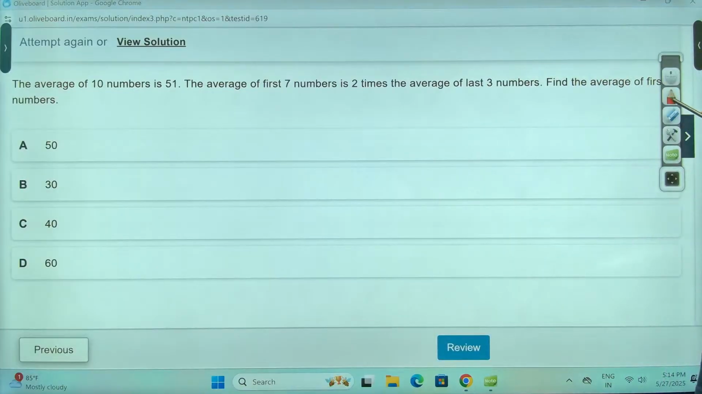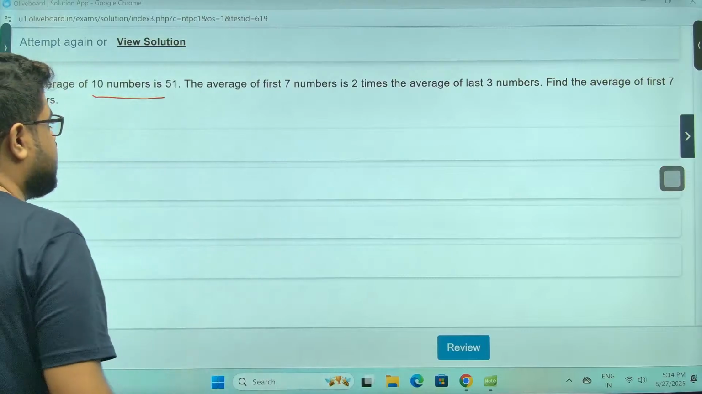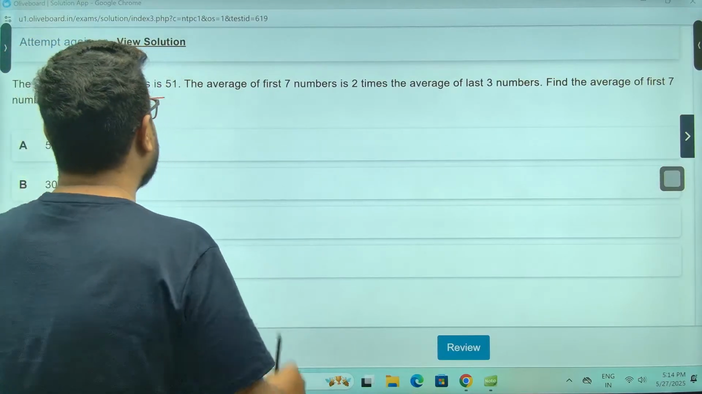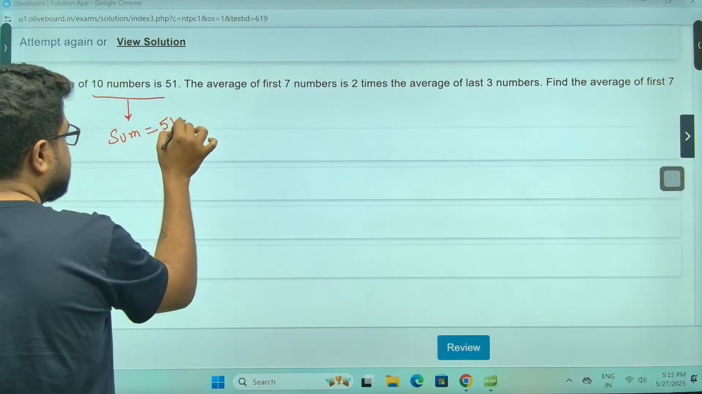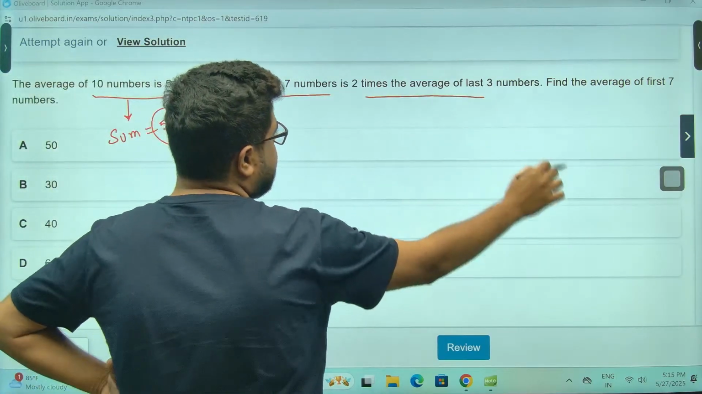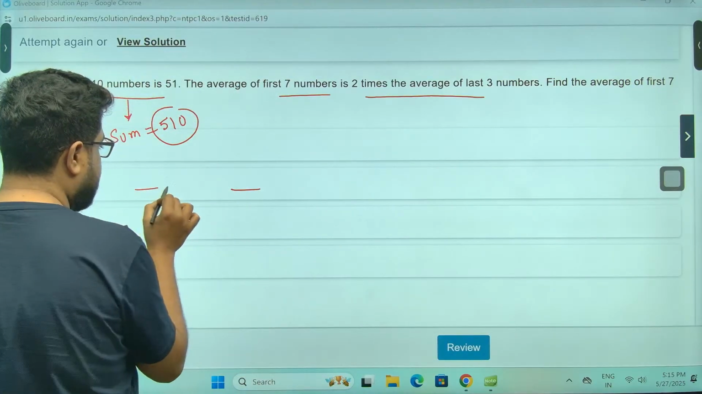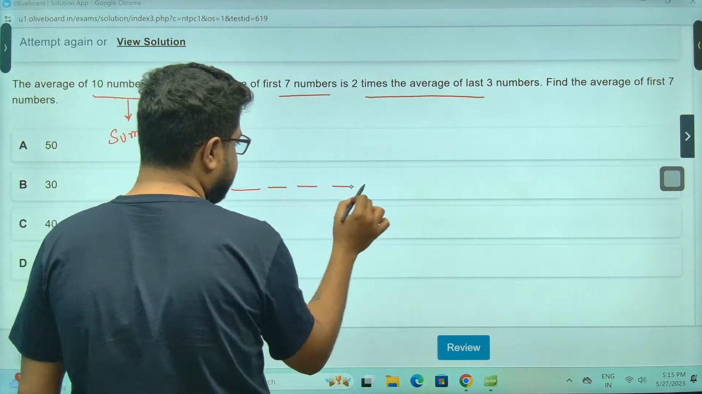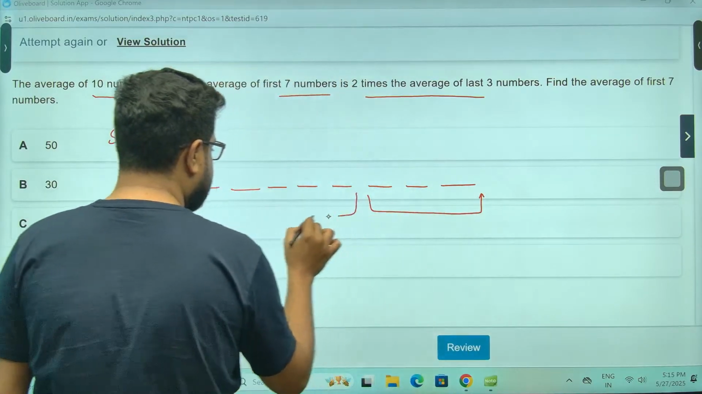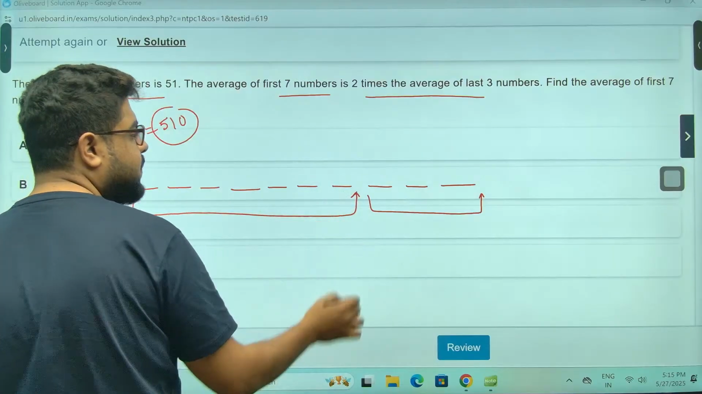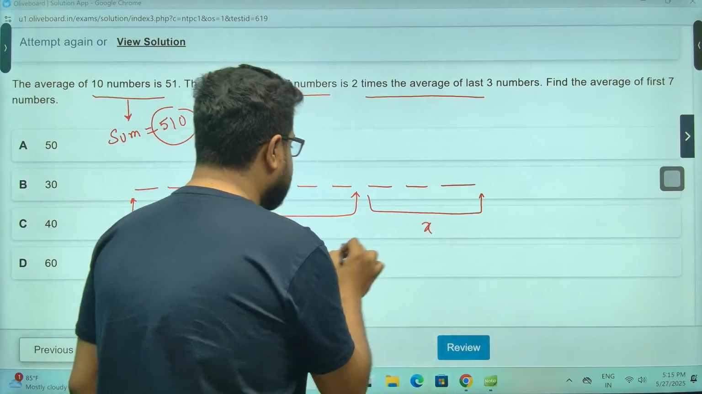Average of 10 numbers is 51, so total is 510. Sum. First 7 numbers, sir, let's take this. 1 2 3 4 5 6 7 8 9 10. So last 3 numbers, whatever is the average, first 7 numbers, the average is different, sir. Right? So what is that? First is 2 times the average. So if this is x, this is 2x, sir.